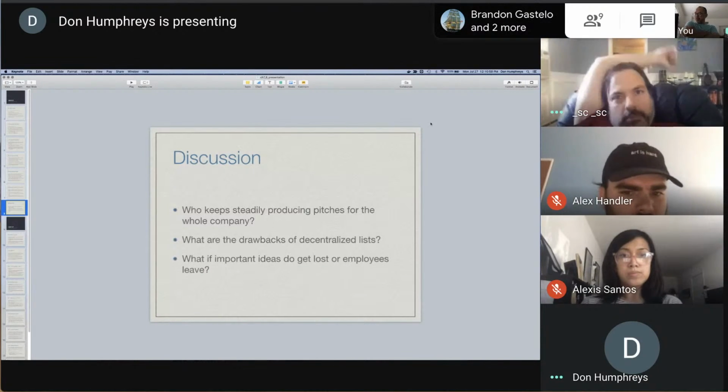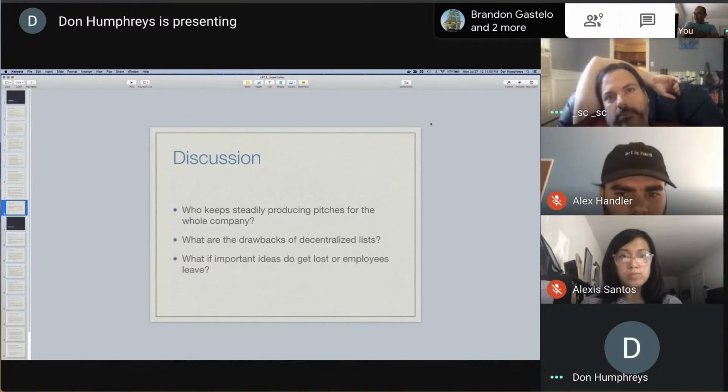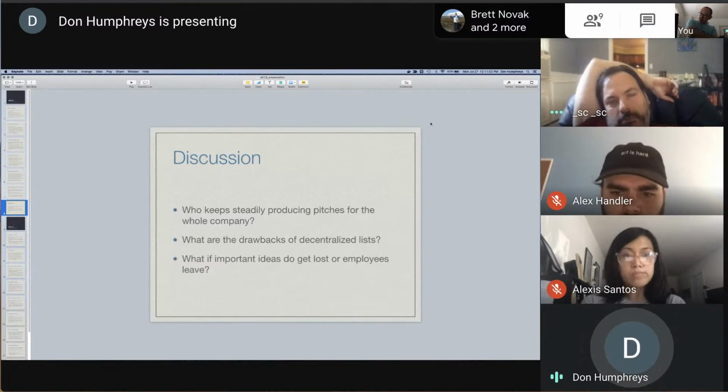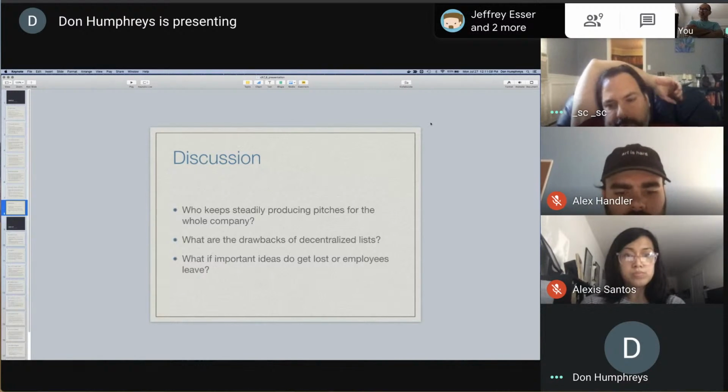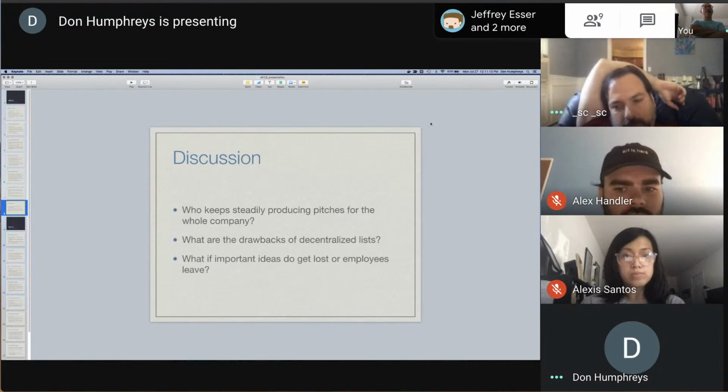For your second bullet, yeah. The second's what are the drawbacks of decentralized lists? I'm just trying to contemplate. I don't know that it could work for us. I think it could work for some teams. That idea that the important stuff will come back, so you don't have to keep a list. And per your third bullet, it feels a little fragile to me. Yeah, that's what I was thinking.